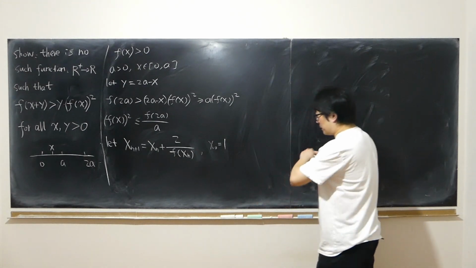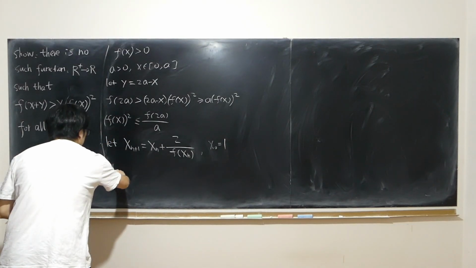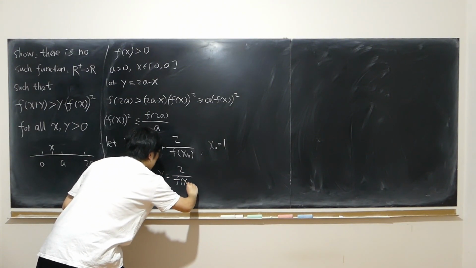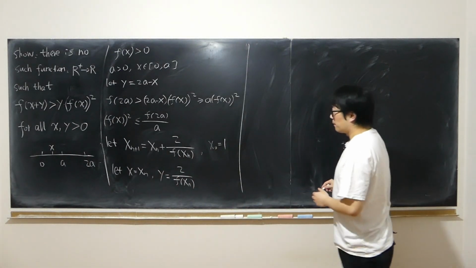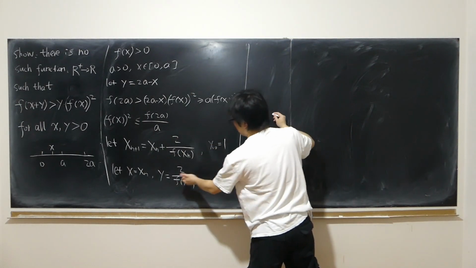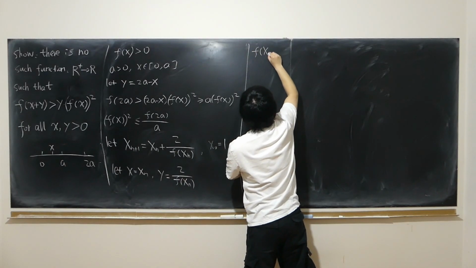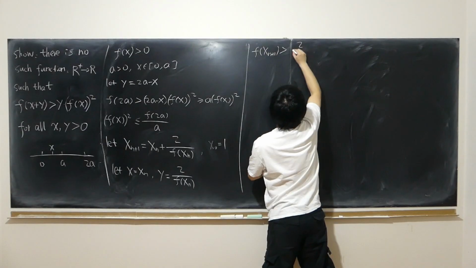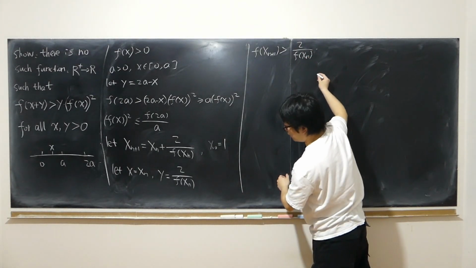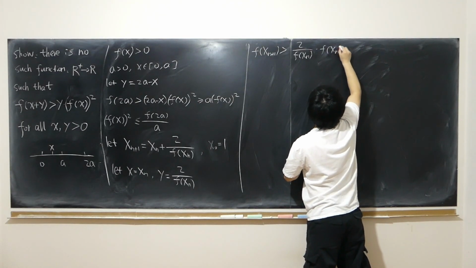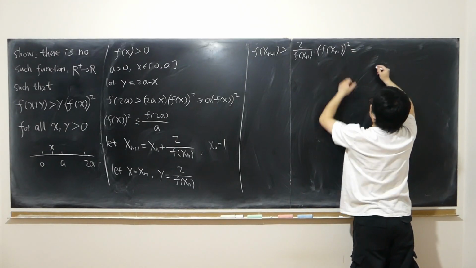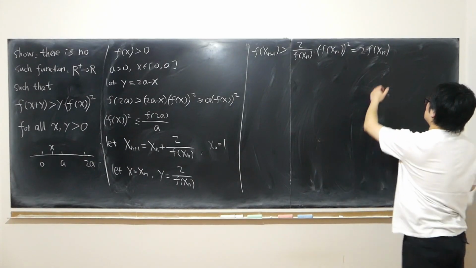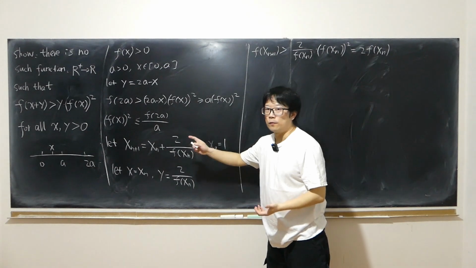The reason I construct it in this way, you will see why, is because this time I let x equal x_n, y equal 2 over f(x_n). So this time I can have f(x+y), that is f(x_(n+1)), is greater than y times f(x_n) squared. That is simplified, 2 times f(x_n).